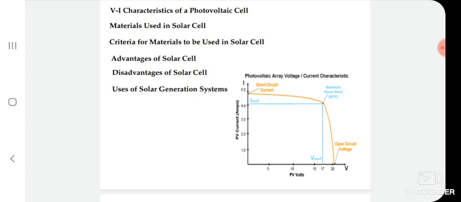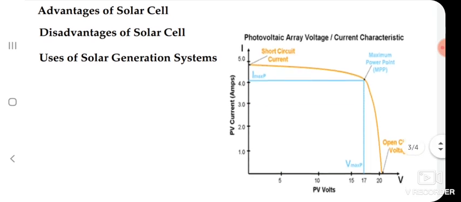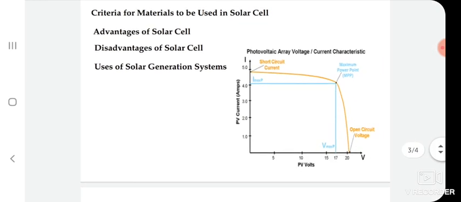When a sharp declination occurs in the VI characteristics, that point, where the voltage and current are both at their maximum, is called the maximum power point, MPP. Okay, this is the VI characteristic of a solar cell.